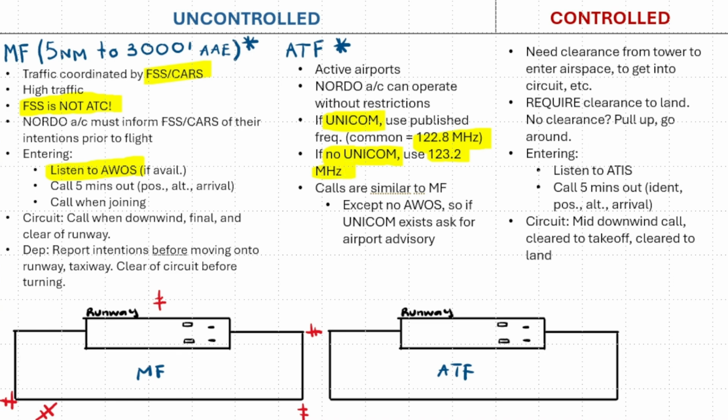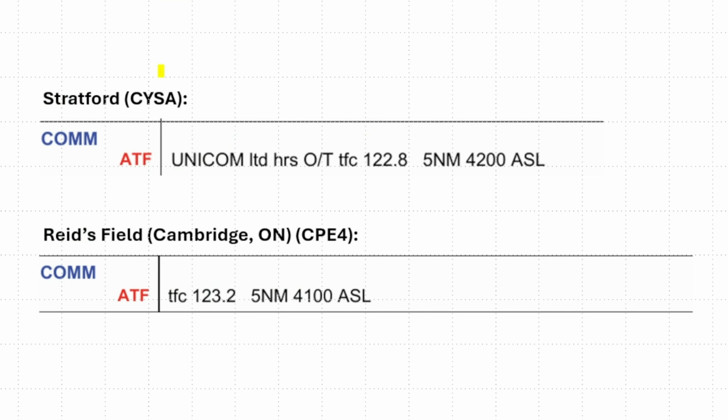Let's go over 2 quick examples of ATF airports. Okay, so we have Stratford here. Once again, these are pulled out from the CFS, and we can see that it says ATF here. This says Unicom limited hours. Okay, so you would make similar calls as you would at an MF airport. However, here you can call Unicom for an airport advisory. So for example, we could say Stratford Unicom, Cessna 172, Golf Golf Charlie November, requesting airport advisory.